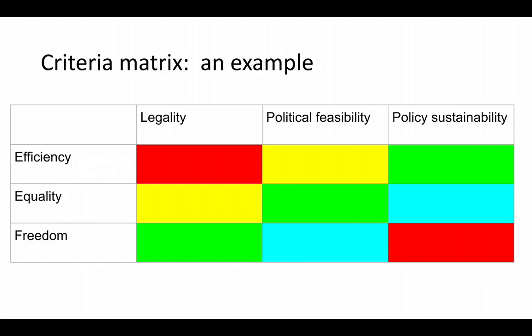While in the green case, for instance, you have three different alternatives, right? For the first one, you use efficiency and policy sustainability to evaluate it. For the second one, you use equality and political feasibility or political acceptability to evaluate it. And for the last one, you use freedom and legality to evaluate this one. All right, so you can try to do the exercise, try the yellow case and the blue case.